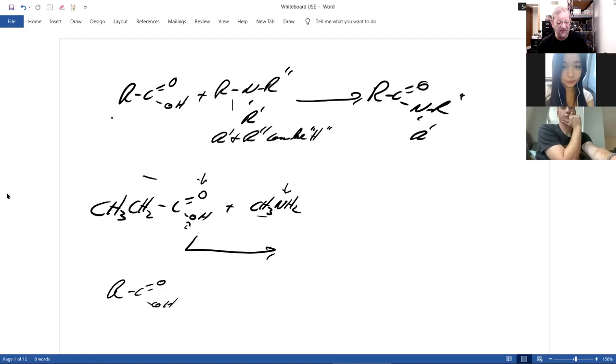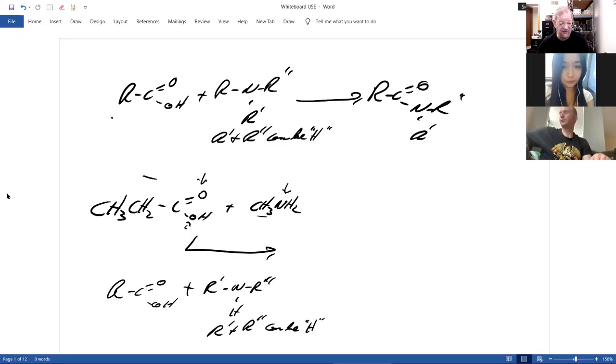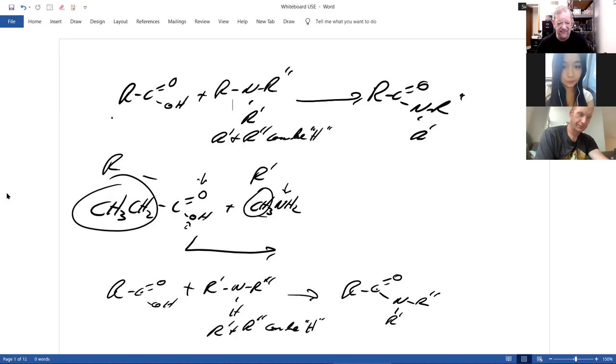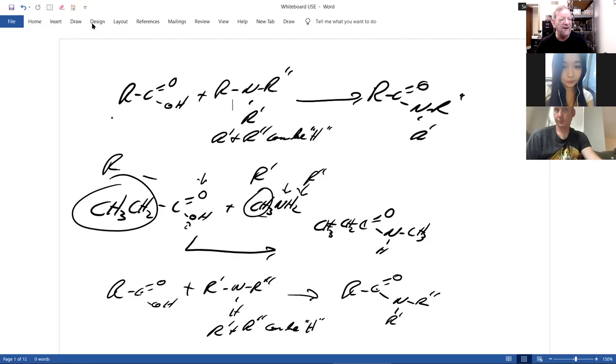Now, I'm going to write it this way, where R prime and R double prime can be hydrogen. In this case, one of them is. And what do you get? You get an amide. What's attached to the carbonyl carbon is still there. What's attached to nitrogen is still there. But now the nitrogen is bonded to the carbonyl carbon. And in this case, what's R? What's R prime? And one of these hydrogens is R double prime. Therefore, what's attached to the carbonyl carbon is there, nitrogen, and I have methyl as R prime and hydrogen. And I know there are 4 bonds to carbon.